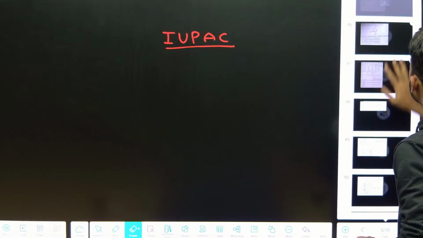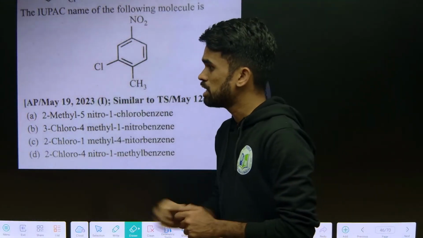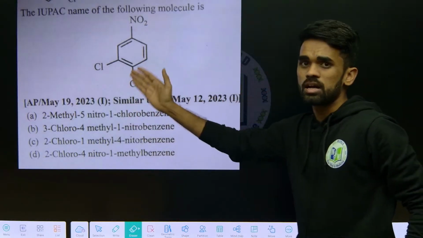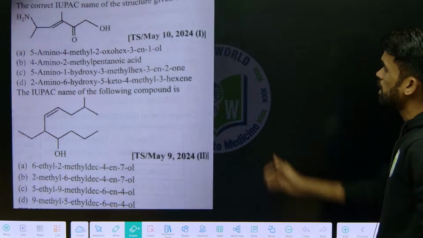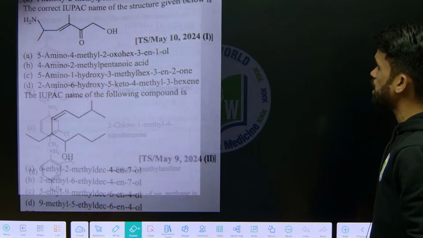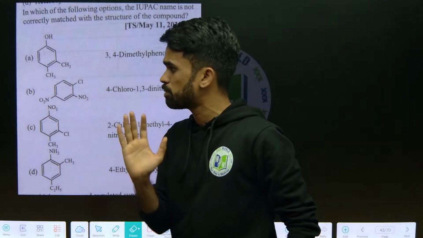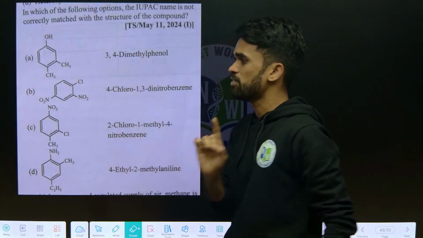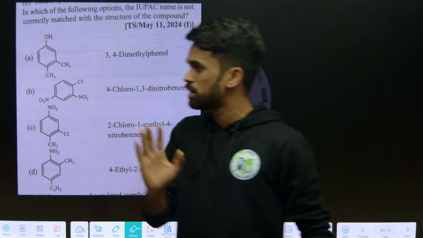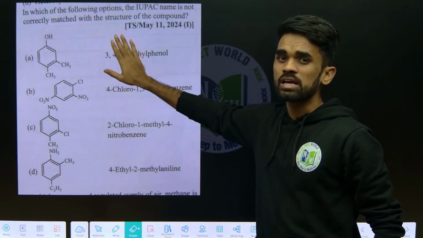You can see these are the questions that I have collected from our NEET World material. This is a question which is asked multiple times, either the same question or a similar question. These are the IUPAC name based questions that are repeatedly asked in every EAPCET exam. Any year paper you take, you will have one question from IUPAC nomenclature.